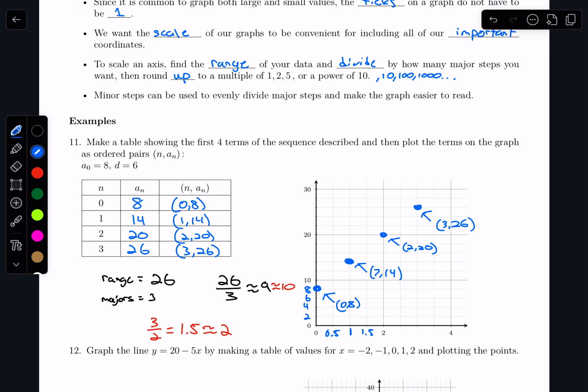But notice the pattern. If I were graphing a linear equation, I could just connect these dots to make a straight line. So when you're graphing an arithmetic sequence, that should always be true, that your dots form a straight line. They all go in the same direction.